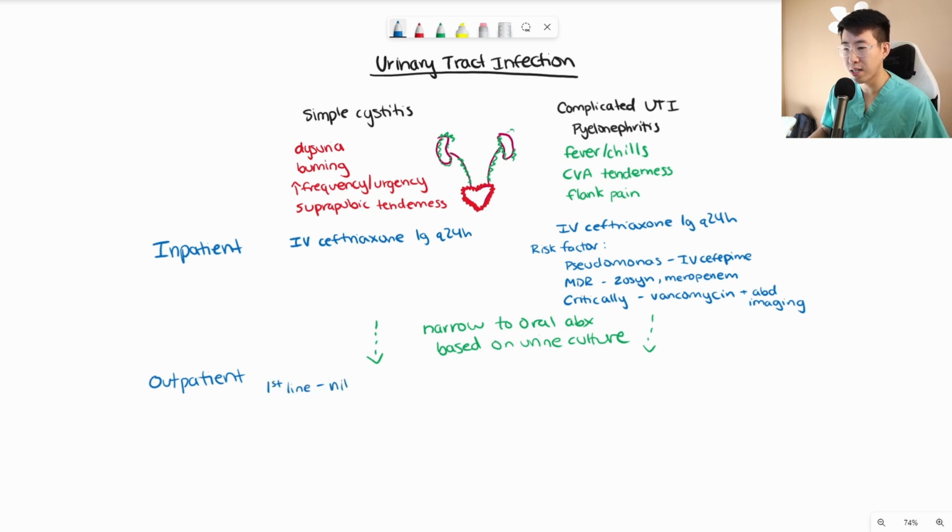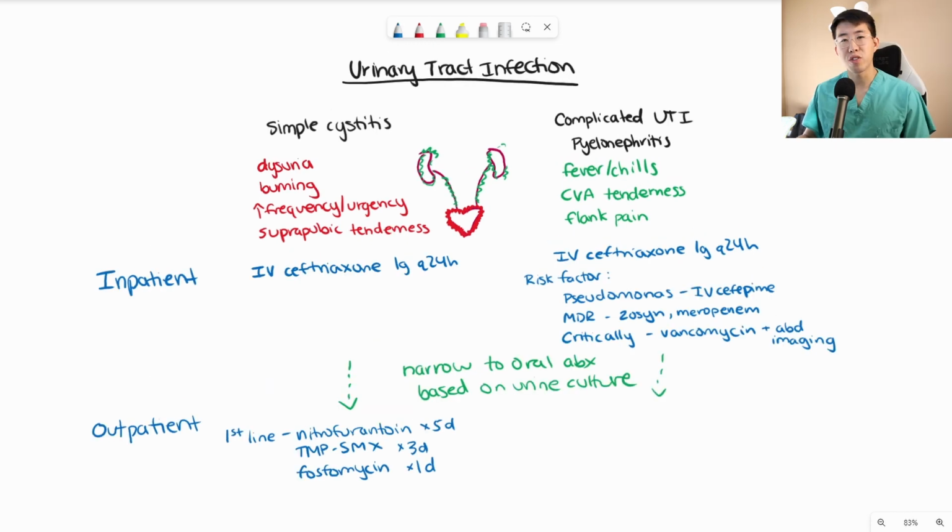So the first line would be nitrofurantoin for 5 days, Bactrim or trimethoprim sulfamethoxazole for 3 days. And then you also have fosfomycin, which would be given for 1 dose. Nitrofurantoin is definitely one of the most common ones you're going to reach for. It's a really effective antibiotic. There are some things that you should be aware about.